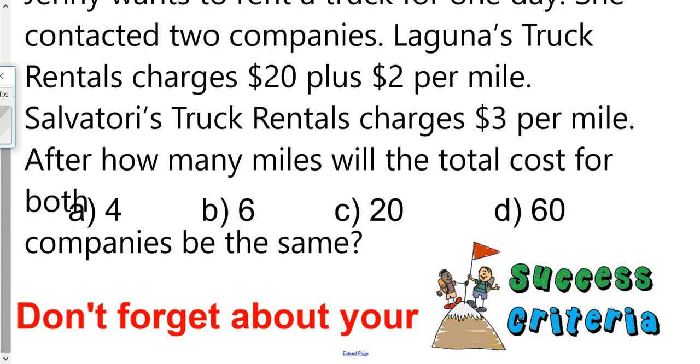Okay, you've finally reached the end of the lesson. We're taking a look at the exit slip. It says Jenny wants to rent a truck for 1 day. She contacted two companies, Laguna's Truck Rentals, they charge $20 plus $2 per mile, and Salvatore's Truck Rentals, they're charging $3 per mile. After how many miles will the total cost for both companies be the same? You're pausing your video, making an attempt at the question, and then I will give you the answer.